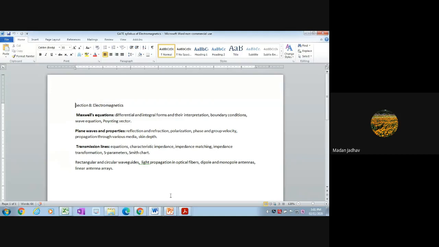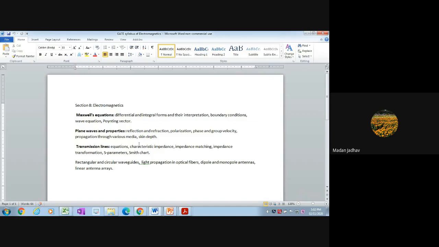The subject. The first point is Maxwell's equations. We have to learn the differential and integral form and their interpretation, boundary conditions, wave equations, Poynting vector.